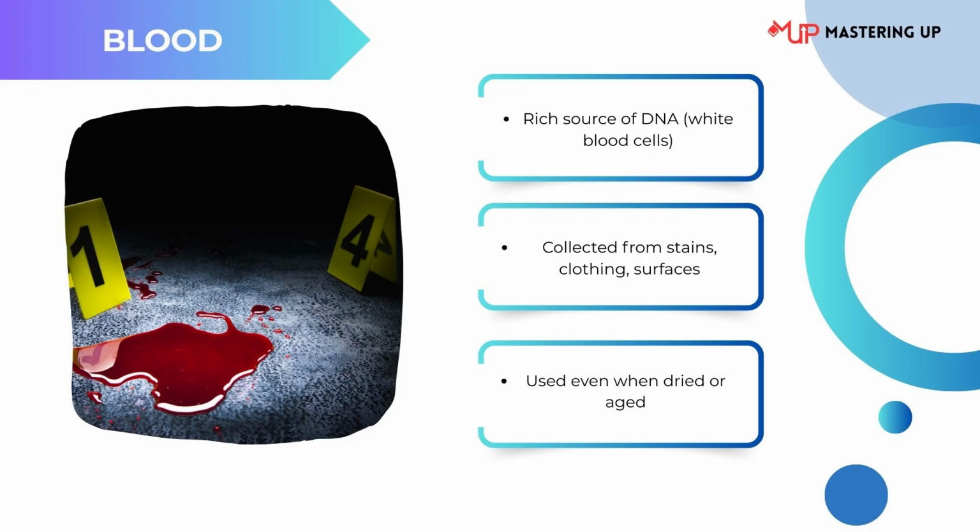Blood evidence is crucial in violent crime investigations, such as assaults or murders. It can help link a suspect to a scene or show the movement of people during an incident. In short, blood doesn't just tell us that someone was injured, it can also reveal who they were.